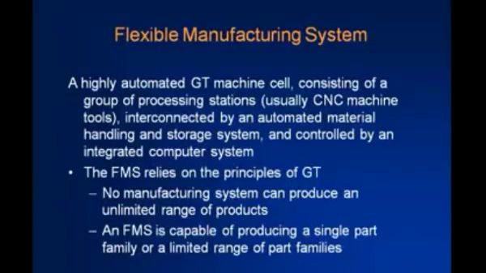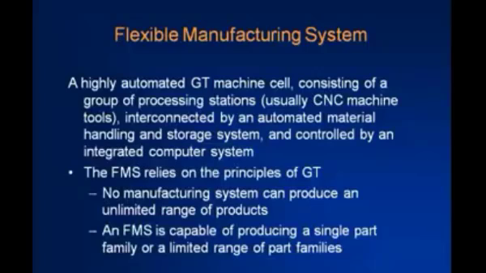Flexible manufacturing system is when the group technology is automated. So a highly automated group technology machine cell consists of a group of processing stations, normally CNC machine tools, interconnected by an automated material handling and storage system, and controlled by an integrated computer system.